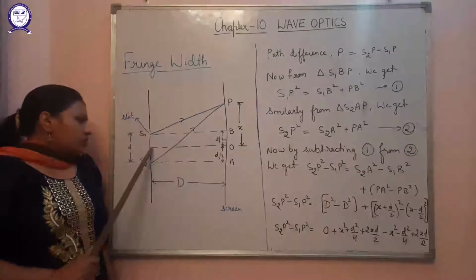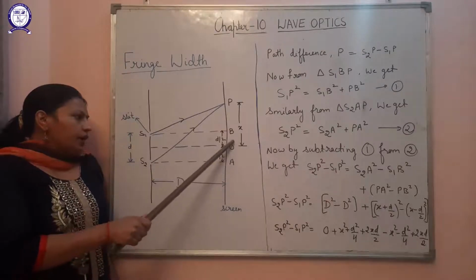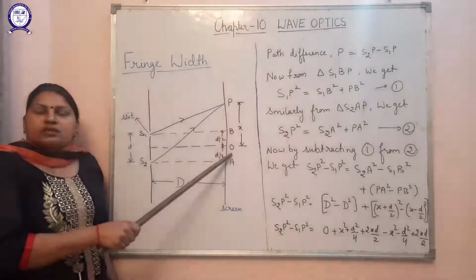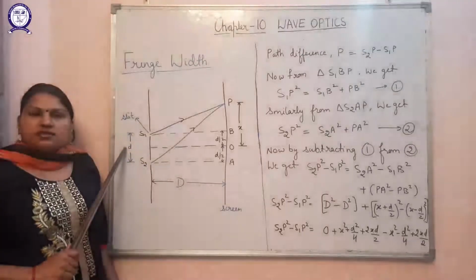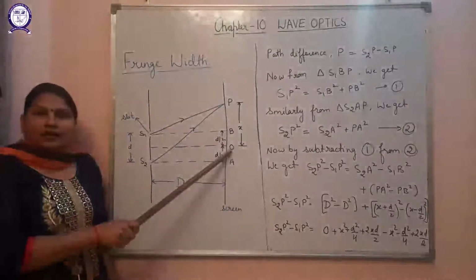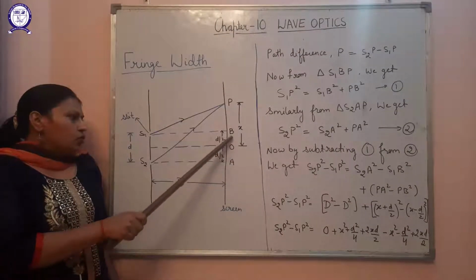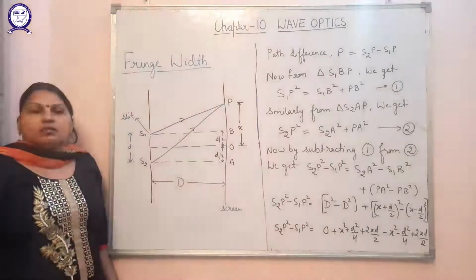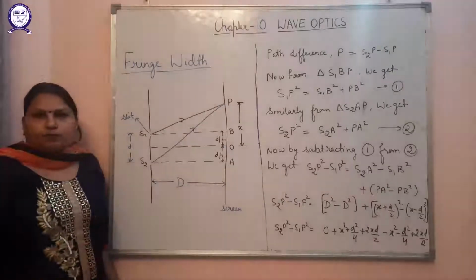Now here we have marked three points, A, O and B. Here O is the center of the two slits, and the two slits are separated by the distance d. So O to A is d by 2, and O to B is also d by 2. Similarly, we have taken the distance from the center O to point P as x.